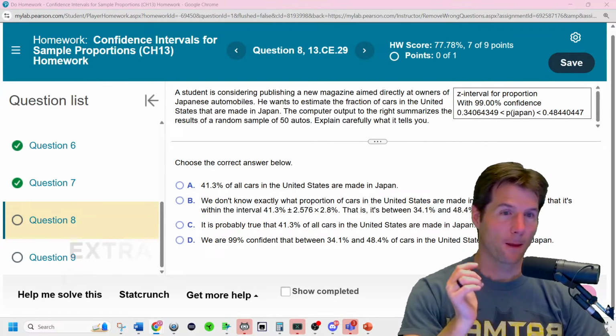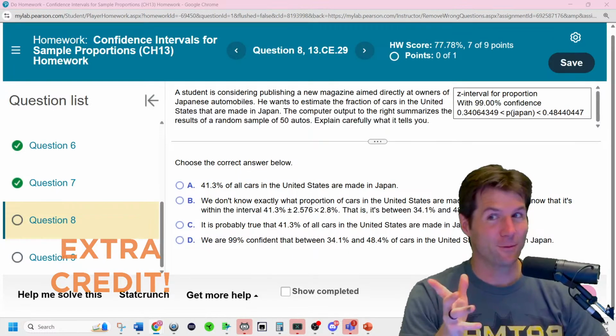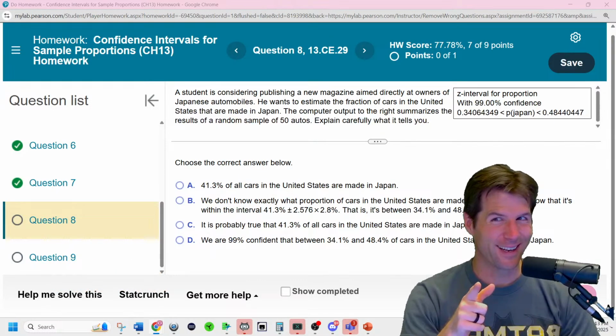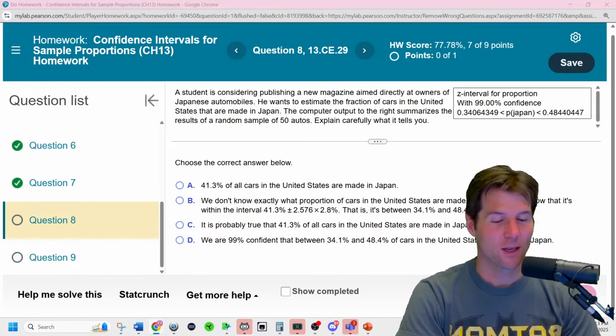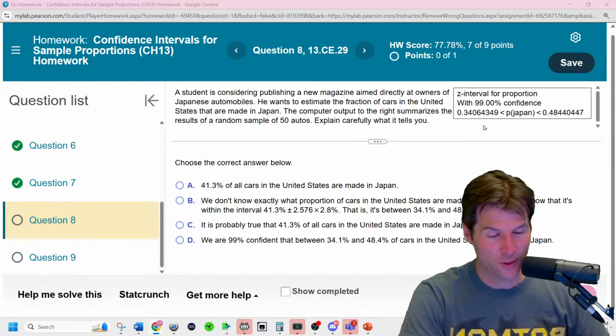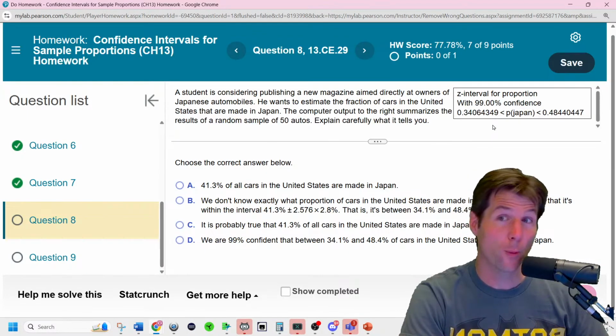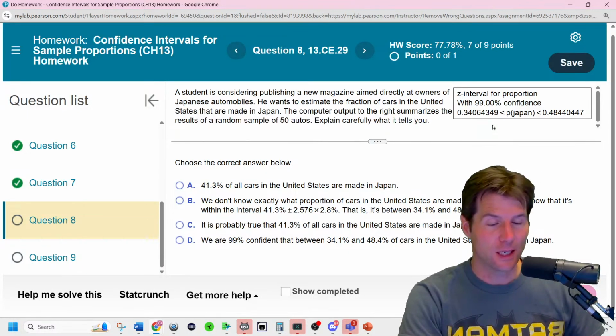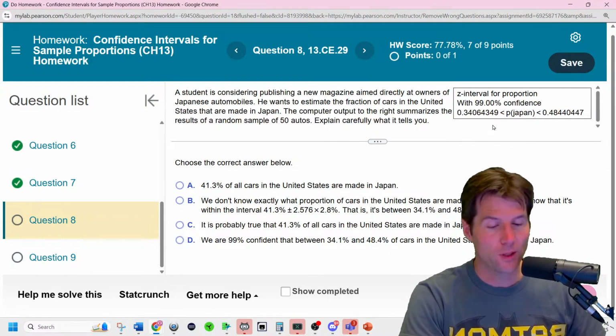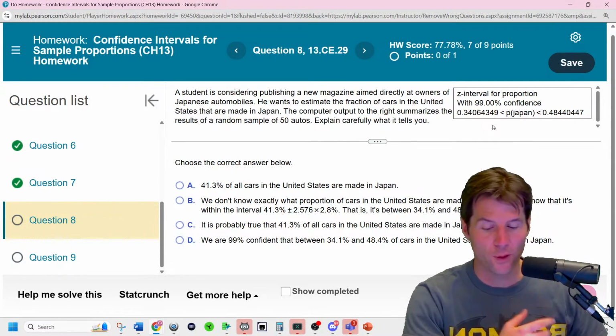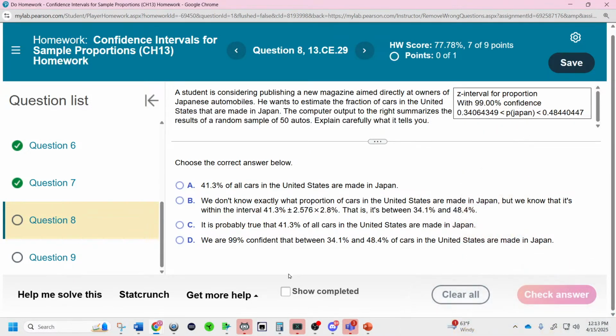So I'm going to say, I am 99% confident that the true proportion, look up here, P cars Japan, the true proportion of cars made in Japan is contained in the interval 34.06 to 48.44%. So they do it a little bit differently. I am 99% confident that the true proportion of cars made in Japan is contained in the interval. So they didn't do the part in the middle that I do.